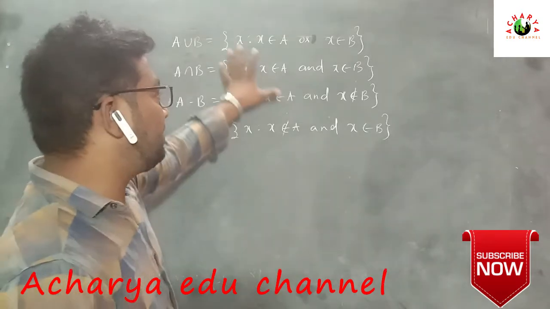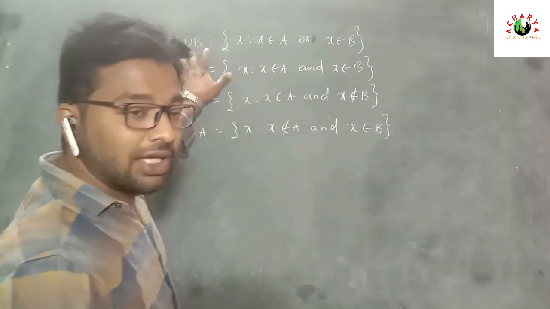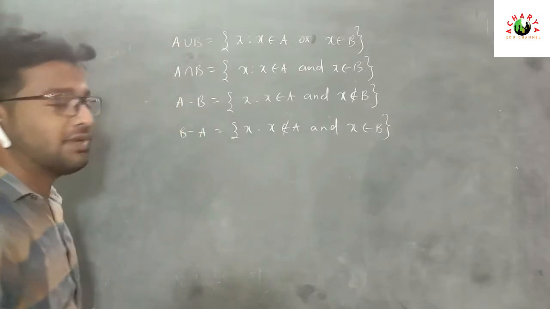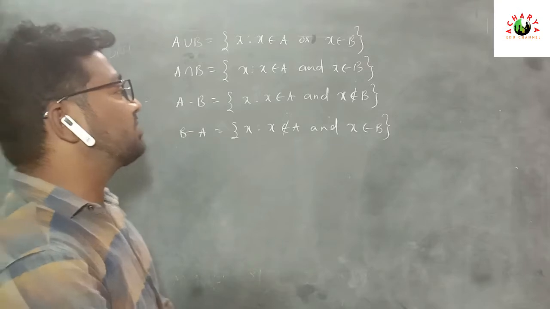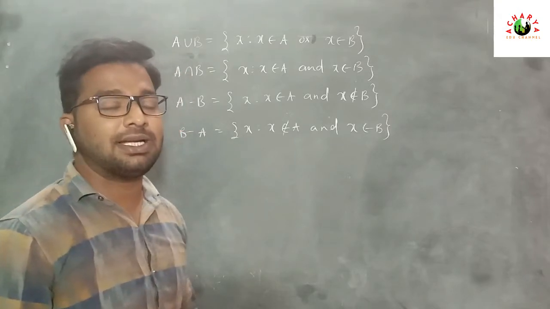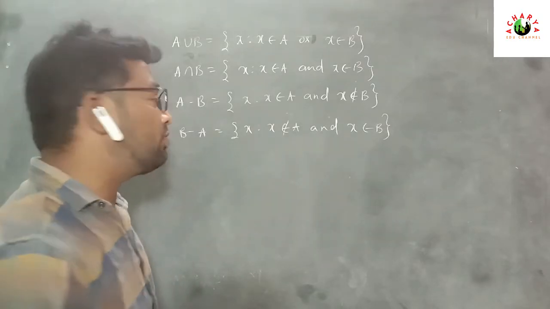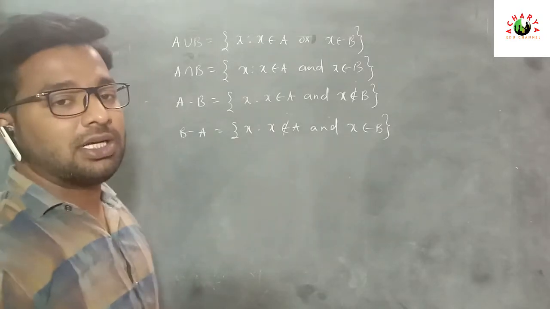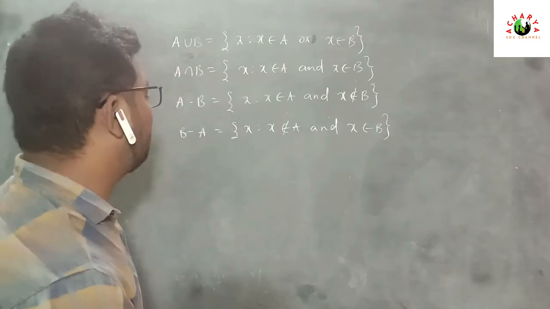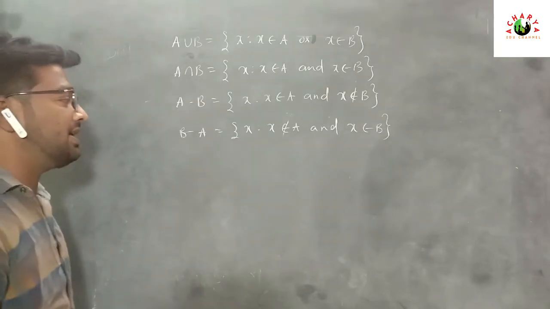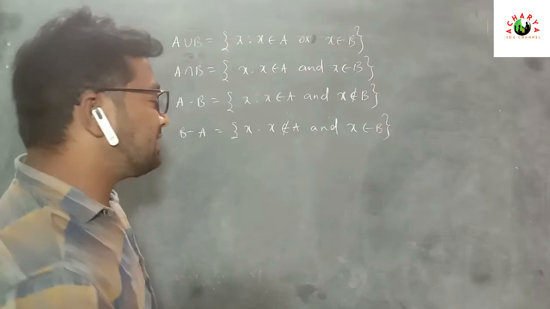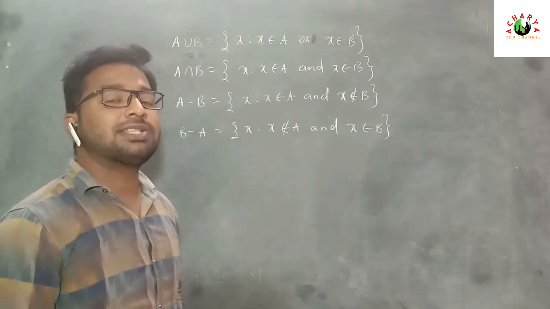Okay, these four are: first, A union B is x such that x belongs to A or x belongs to B. The second, A intersection B, is x such that x belongs to A and x belongs to B. Next, A minus B is x such that x belongs to A and x does not belong to B. Fourth, B minus A is x such that x does not belong to A and x belongs to B. Okay, last class we also discussed disjoint sets.